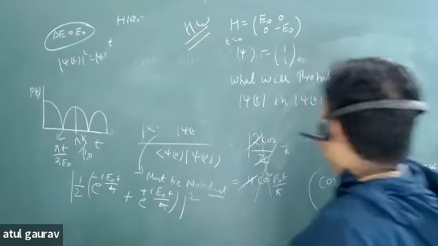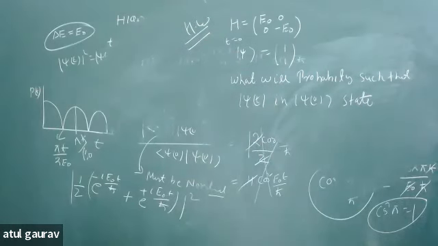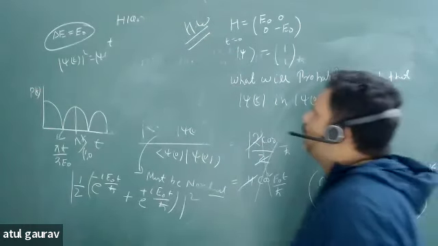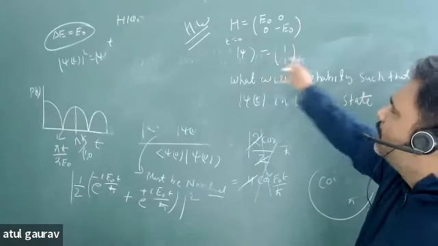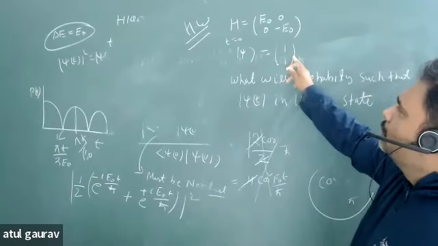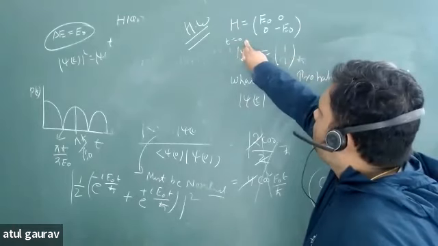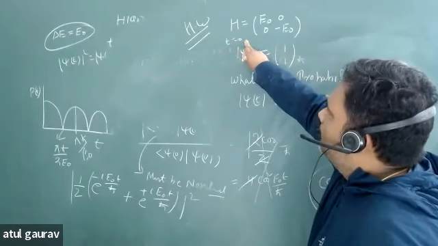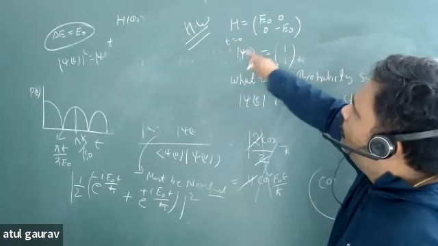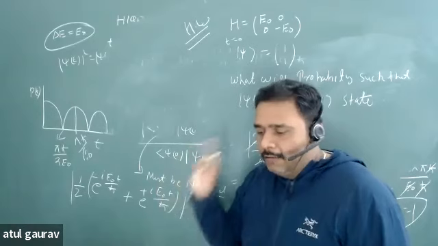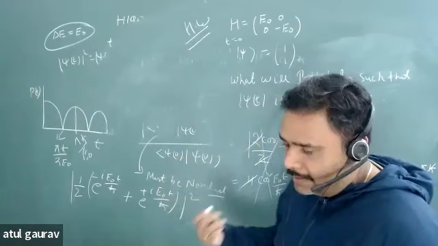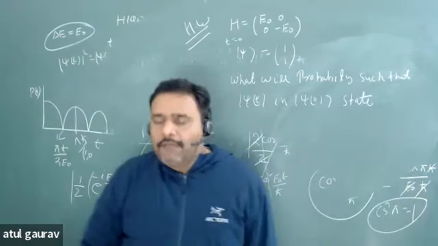Just try to do this thing. What will be the probability such that ψ(t) is in the ψ(0) state? ये किस चीज का expression है? ψ at t equal to 0. So first you have to write how you will write the state ψ after time t, and then you can use all the postulates जैसे भी आप use कर सकते हो. Just try to do this thing.